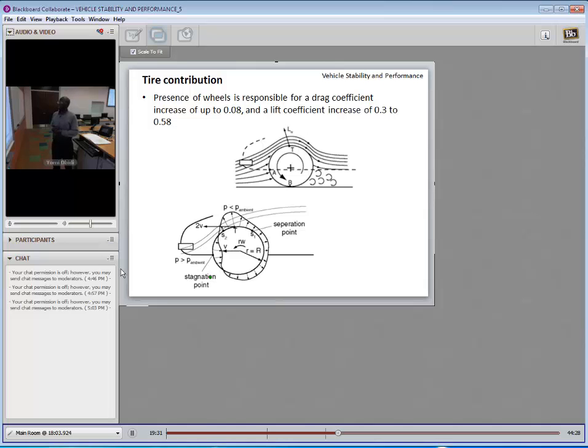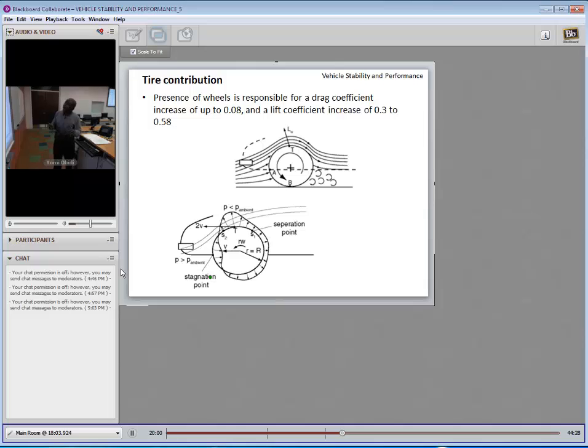Okay, contribution of the tire. The presence of the tire is responsible for drag coefficient increase of up to 0.08. And that's significant. And for lift coefficient increase of up to 0.3, between 0.3 and 0.58, and that's really major. The tire itself does not cause increase in lift coefficient, but it generates the condition that causes the increase in lift coefficient. What do we mean?